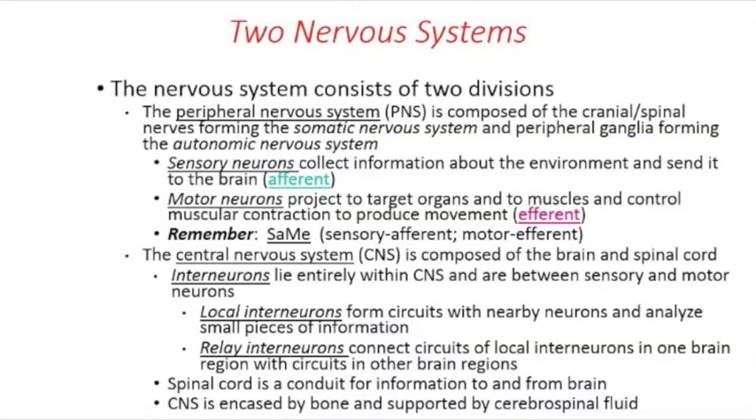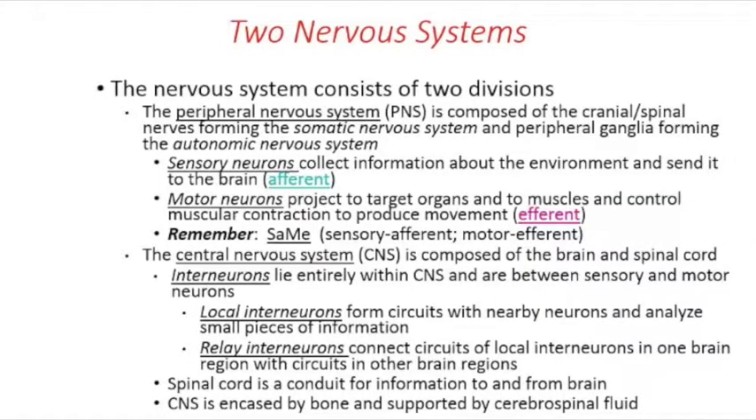nervous system. And then there are peripheral ganglia that form the autonomic nervous system. And we'll get much more into detail about those two divisions of the peripheral nervous system later on. The sensory neurons collect information about the environment and they send it to the brain. And we call those sensory neurons afferent neurons.